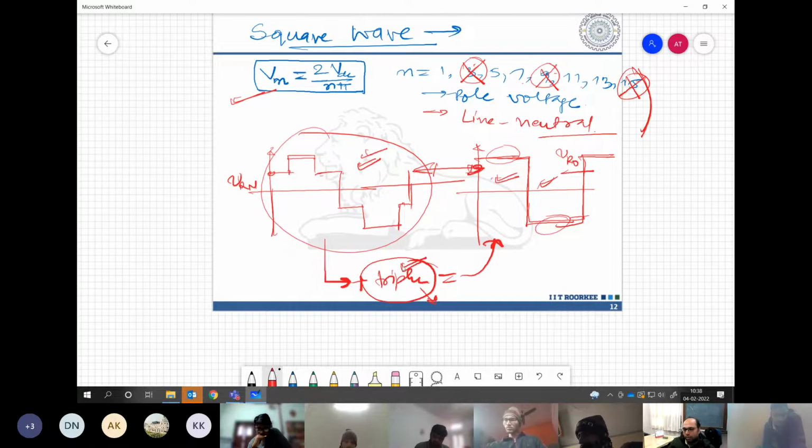This is also gone. We have removed the even harmonics by keeping the symmetry, and we have removed all the triplet harmonics by keeping three-phase symmetry. So we only need to worry about harmonics like fundamental, 5th, 7th, 11th, 13th, then 17th, 19th, etc. These are the harmonics which we need to worry about. Is my statement clear to all of you? Yes, sir. This is what we need to worry about.